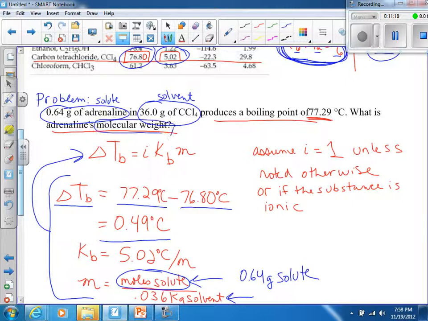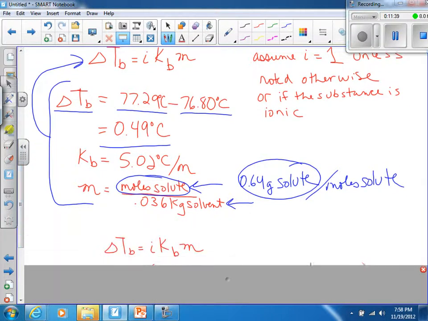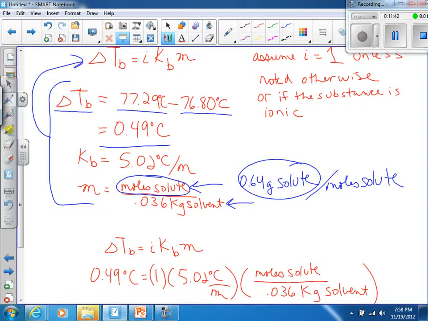Then we're trying to find molar weight. What's the molar weight? Molecular weight will be the grams of solute that are given divided by the moles of solute that we find from delta T equals i Kb m. Here's our equation. We substitute everything in. I just substituted everything from here into the equation. And I'm going to isolate moles of solute.